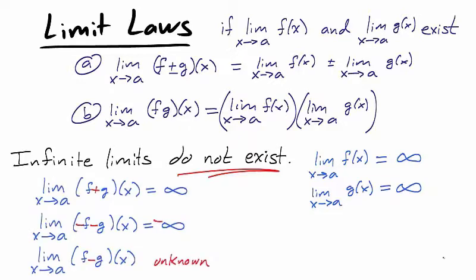Suppose that the limit of f as x approaches a is positive infinity, and the limit of g as x approaches a is positive infinity. This means that both functions have unboundedly large y values as x approaches a. The limit of the sum of f and g can be described as positive infinity. If two functions have larger and larger y values as x approaches a, then their sum will also have larger and larger y values as x approaches a.